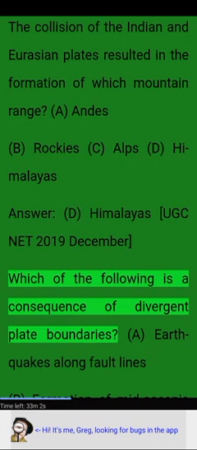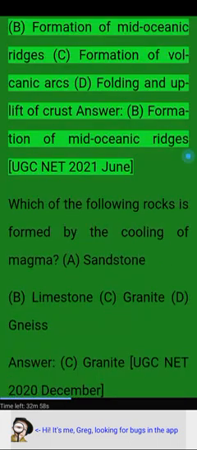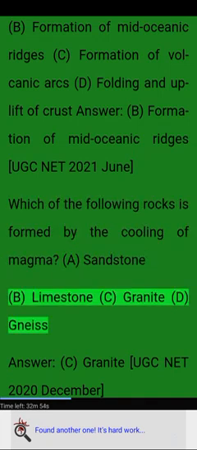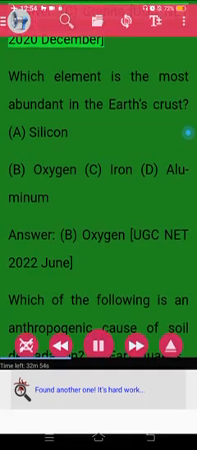Which of the following is a consequence of divergent plate boundaries? A. Earthquakes along fault lines. B. Formation of mid-oceanic ridges. C. Formation of volcanic arcs. D. Folding and uplift of crust. Answer. B. Formation of mid-oceanic ridges. UGC NET 2021 June. Which of the following rocks is formed by the cooling of magma? A. Sandstone. B. Limestone. C. Granite. D. Gneiss. Answer. C. Granite.